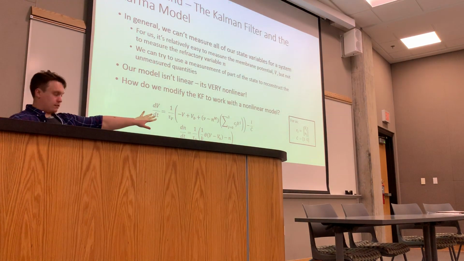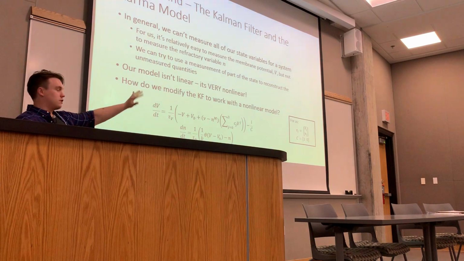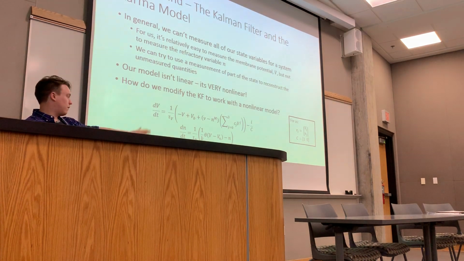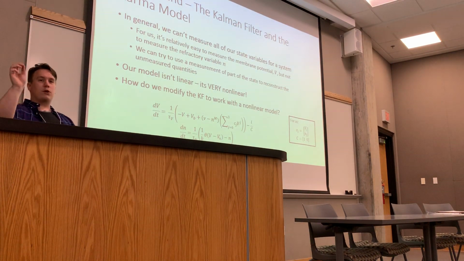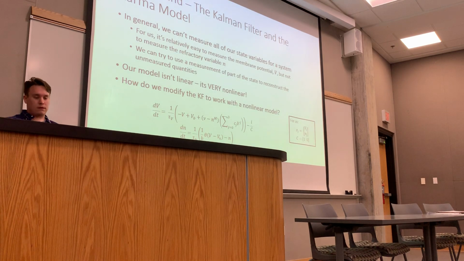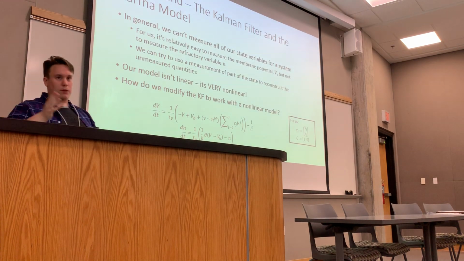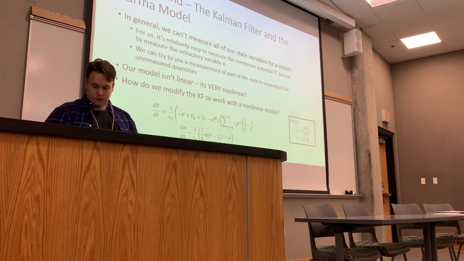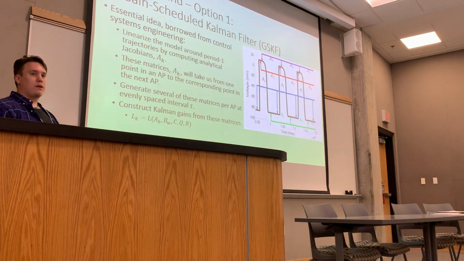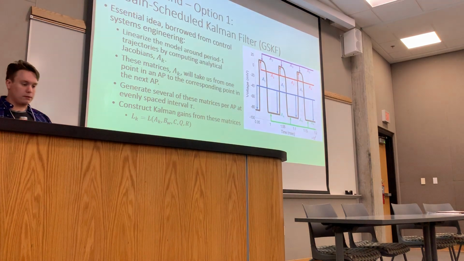And for us, as I listed over there, our state variable xj is just the voltage at any time j and this refractory variable at the same time j. And our measurement matrix C is just telling us we're just going to measure the voltage exactly, or with the noise added. So we have a couple options on how we can deal with that whole nonlinear to linear problem.